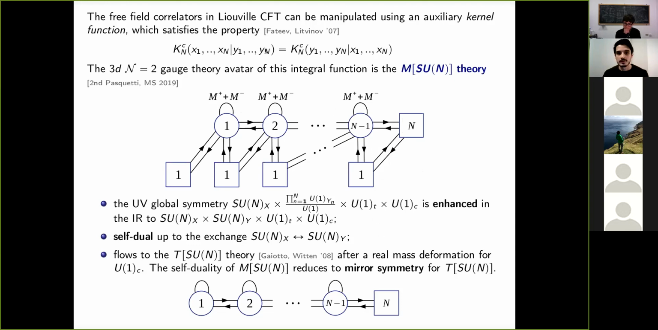Now we can try to understand if indeed the properties of the kernel function translate into some properties that this MSU(N) theory possesses. The first one is an enhancement of the global symmetry in the infrared.